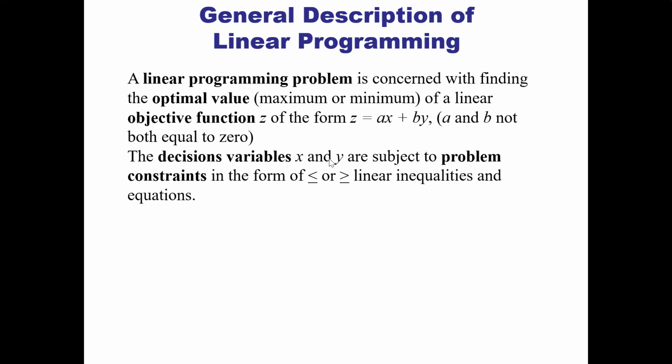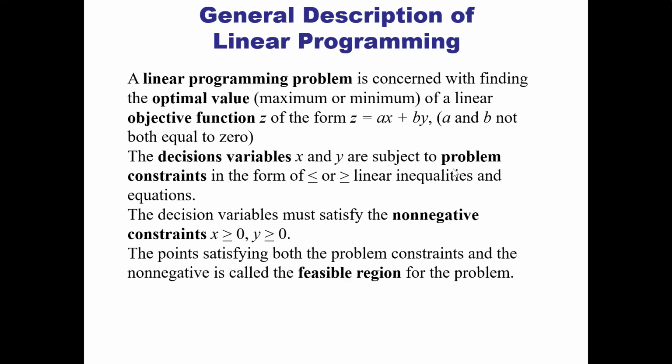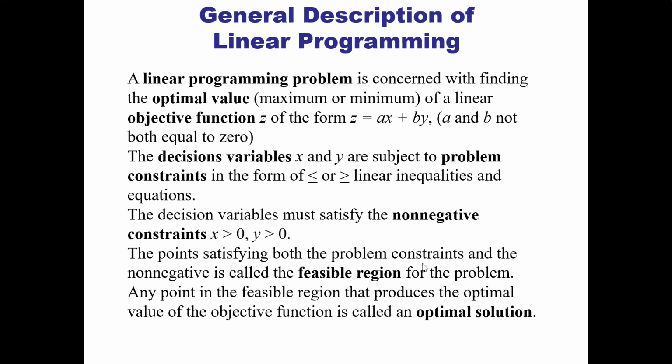Now, the decision variables x and y are subject to problem constraints in the form of less than or equal to or greater than or equal to linear inequalities and equations. The decision variables must also satisfy the non-negative constraints, that x and y both have to be greater than or equal to 0. The set of points satisfying both the problem constraints and the non-negative constraints is called the feasible region. If you remember the yellowish region before in our problem, that was our feasible region. Any point in the feasible region that produces the optimal value of the objective function is called our optimal solution, like that (20, 6) in our first example for the tents.